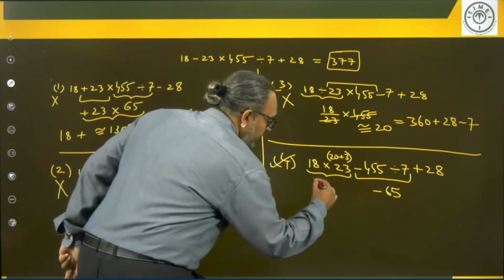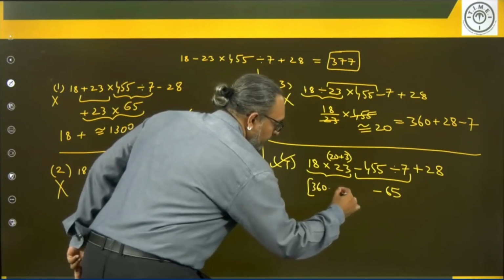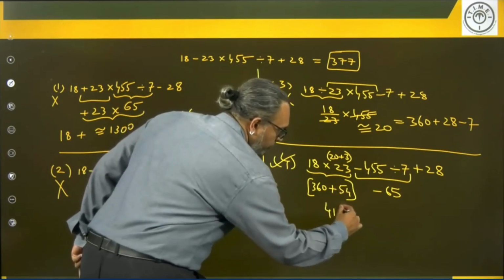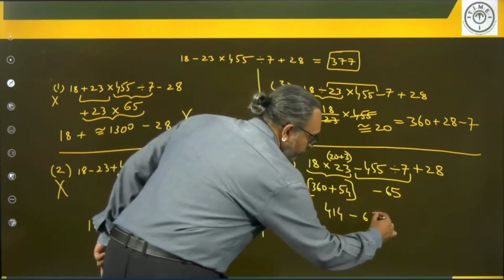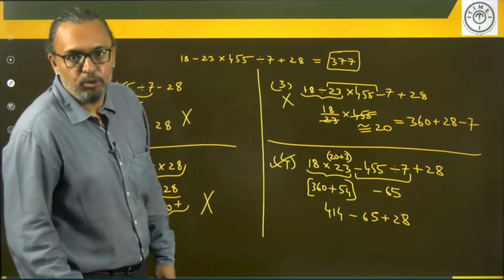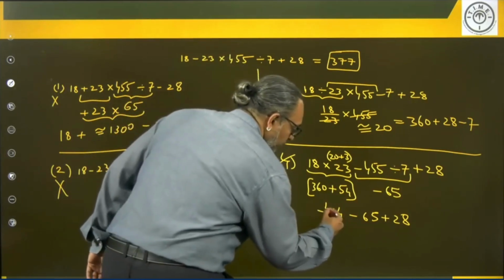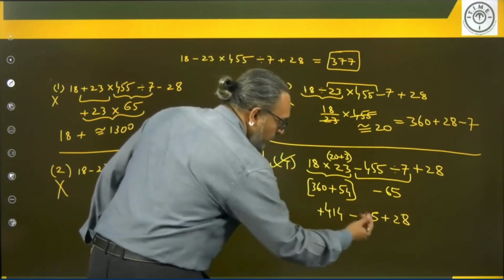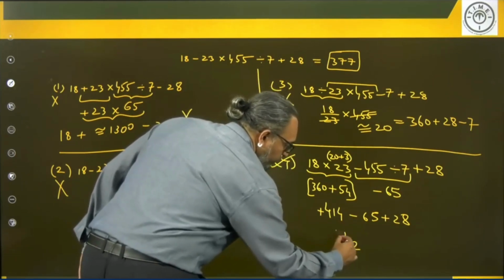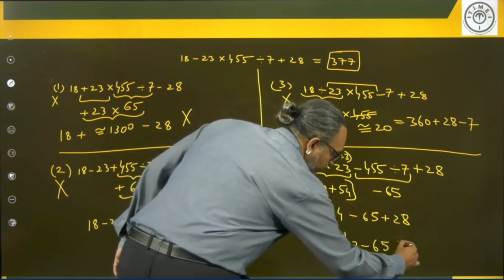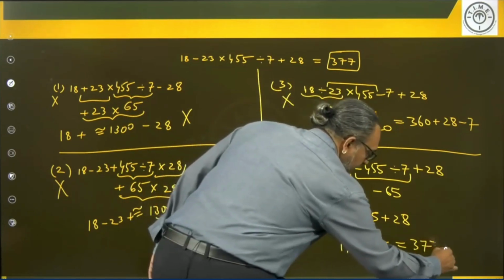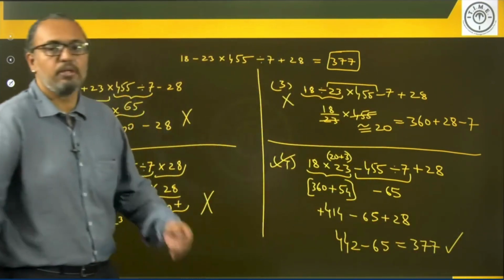So 18 into 20, I am getting 360 plus 18 into 3 is 54, correct. So basically I am going to get 414, then minus 65 plus 28. Now 414 plus 28 you do. Because this is again plus, no? So 414 plus 28, how much is that? So 8 and 4 is 12, carry 1, 2, 3, 4. So you get 442 minus 65, correct. So this is going to be 377. So that is why it is the fourth option.